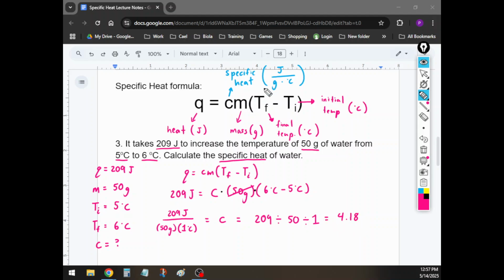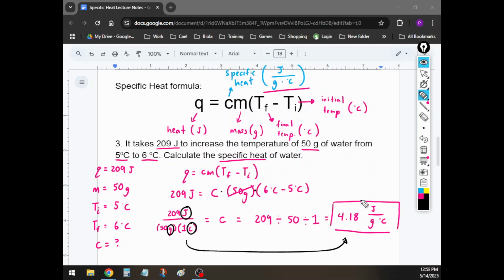And then the unit of measurement, again, we have to label our numbers, is going to be joules divided by grams degrees Celsius. And if that's a little hard to remember, if you take a look at this right here, where we moved everything over, you'll see that it's joules over grams over degrees Celsius. So that kind of correlates right here.